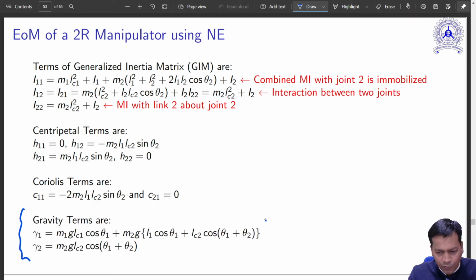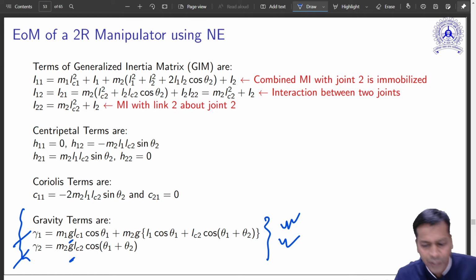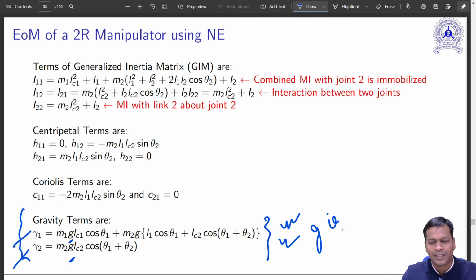So you see, there is no velocity term associated here. That means this torque is always there if gravitational force is present, G is there. If it is in space, this term will be equal to 0. If the robot is not moving, this term will always be there. If it is on Earth, it has to be there. If it is on Mars, again it will be there. It only depends on G. It doesn't depend on velocity or acceleration. Got it?